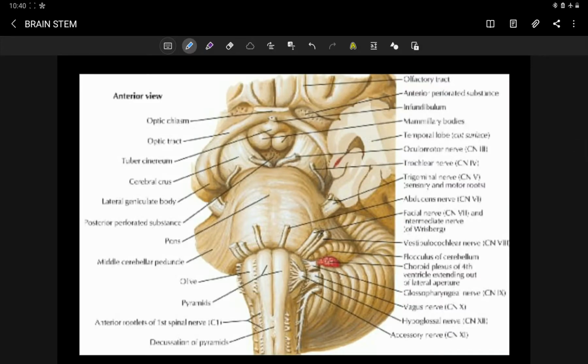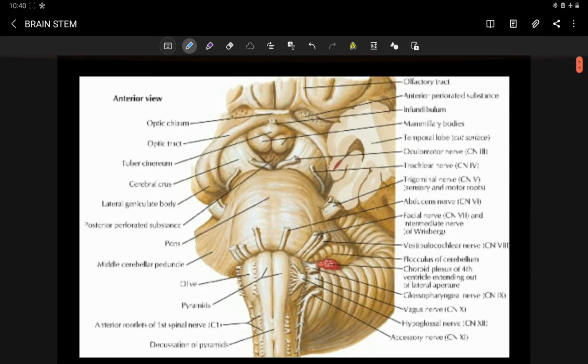I'm going to talk about the brainstem. In this session, I am talking about the external features of the brainstem, and this is from the ventral aspect or the anterior aspect.